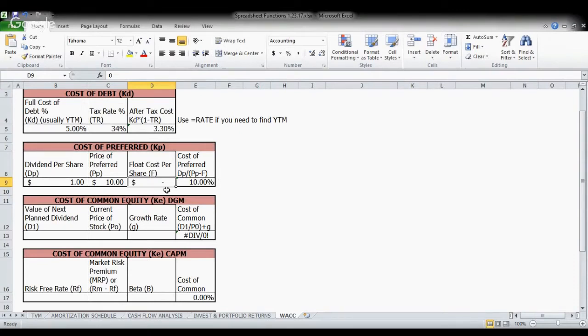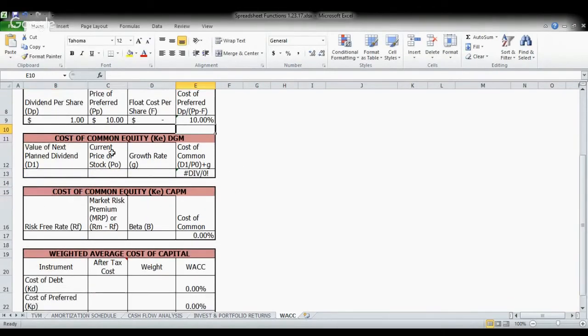Oftentimes these problems won't get into float, but it needs to be addressed because it often needs to be discounted. If your problem you're working on doesn't mention float, you can just ignore it for the time being. So let me just show you again this formula and how it works. We're going to have the dividend, which is essentially the cost, right? But it's stated in dollars, divided by the price, what we get to take in, versus the float cost. So not too tough.